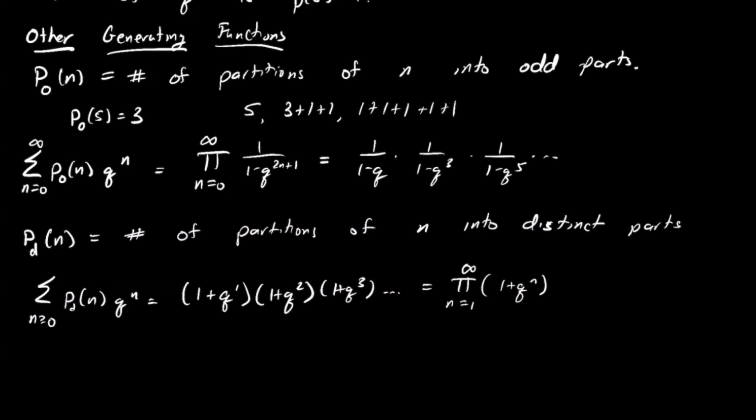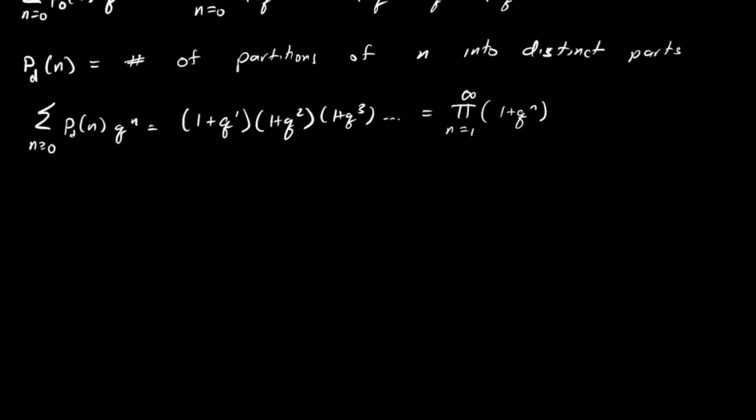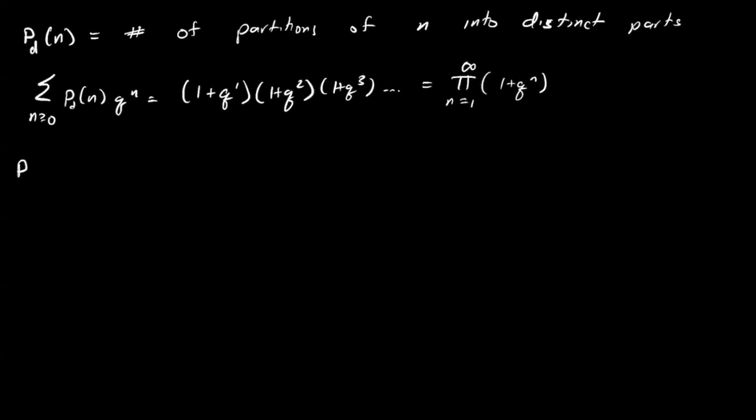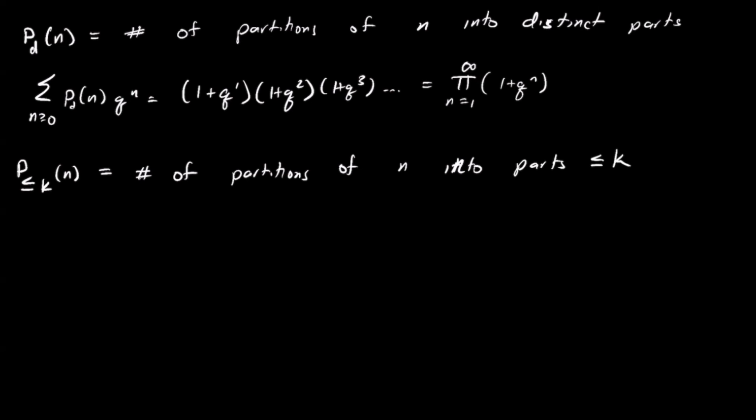I might be interested in a generating function for the number of partitions of n into parts less than or equal to k. Maybe I want to restrict how large the largest part is allowed to be. So I can introduce, let's say, p less than or equal to k of n. And I'll say that this is the number of partitions of n into parts that have size less than or equal to k. So I'm restricting how big the largest part can be.